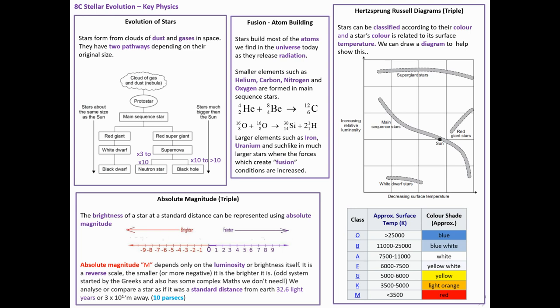Okay, so this is an iGCSE introductory video about 8C stellar evolution. So really it's about how stars evolve and what happens in stars. So let's start with the middle. The simple idea really is that stars are fusion machines.